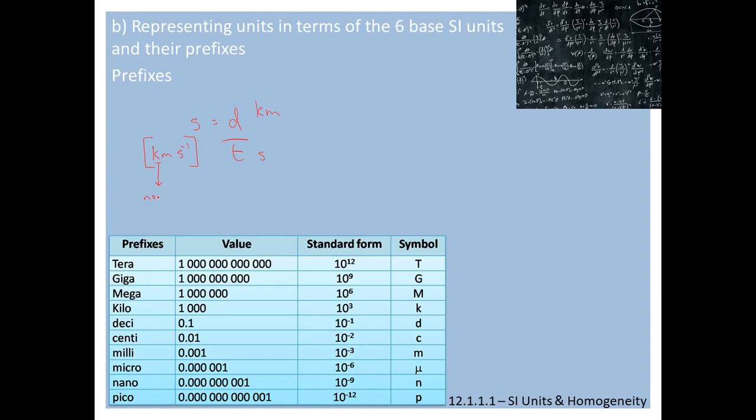It's just a multiplier, or any prefix is a multiplier or a divider. So prefixes have no impact on the overall unit. It only affects the data part.